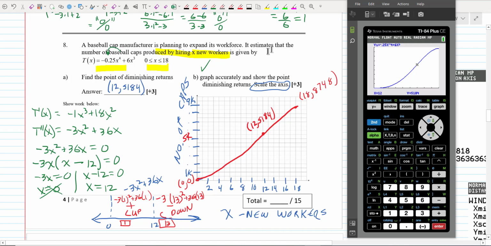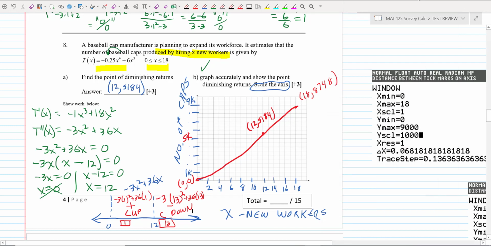That's the way the graphs need to be, and you need to take pride in your graphs. They've got to look right, like you're a business person making a presentation. These are the number of new workers, that's the number of baseball caps, and this is the point of diminishing returns, which means that after this point, as we add more workers, the number of caps is going to continue to increase, but at a slower rate. So this right here is your point of diminishing returns.